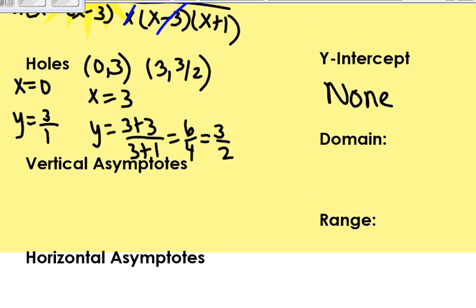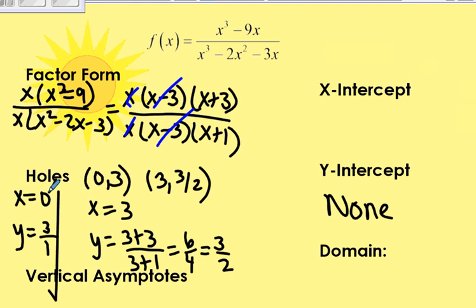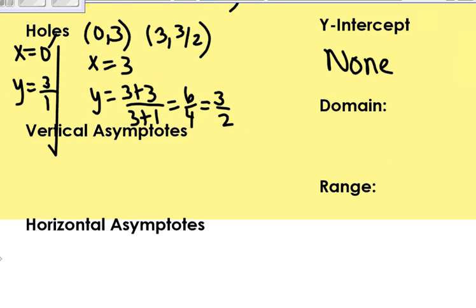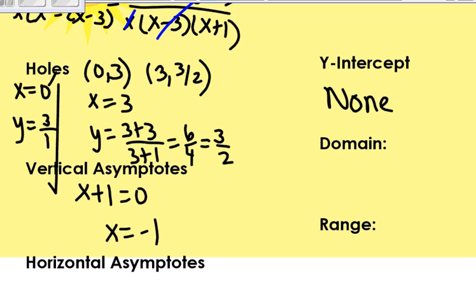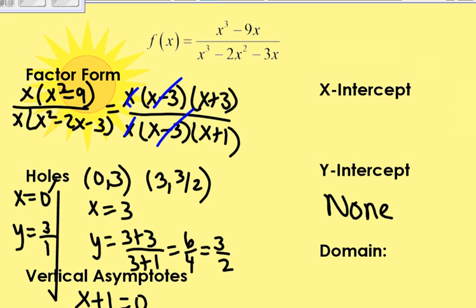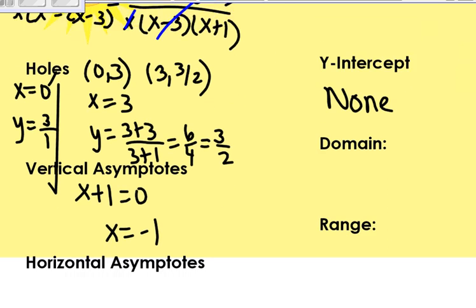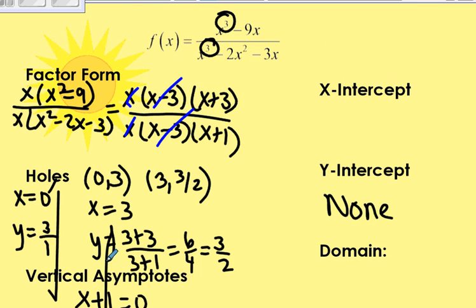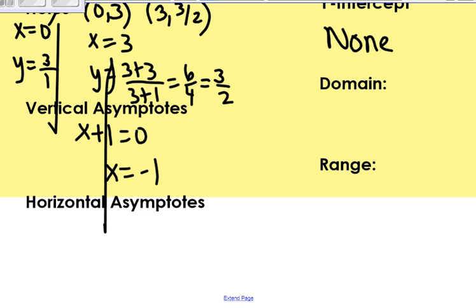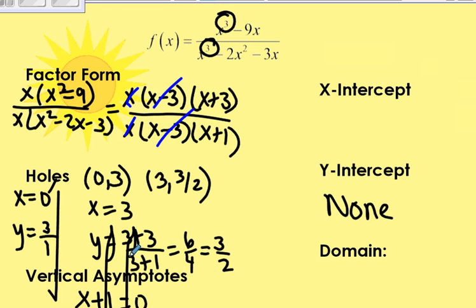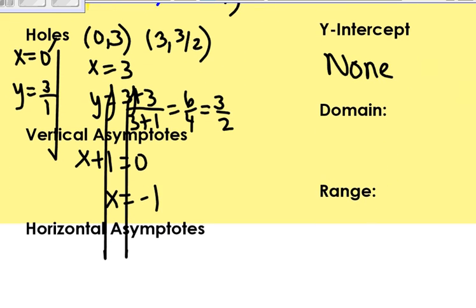Okay, vertical asymptote, we take the base, so x plus 1, or the denominator. So x plus 1 equals 0, or x equals negative 1. For the horizontal asymptote, we come back here, we look at the powers. They're the same. The coefficient in the front of both of those is 1, so y is going to equal 1.